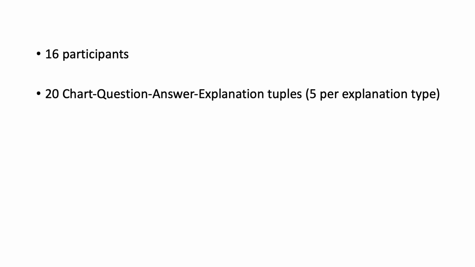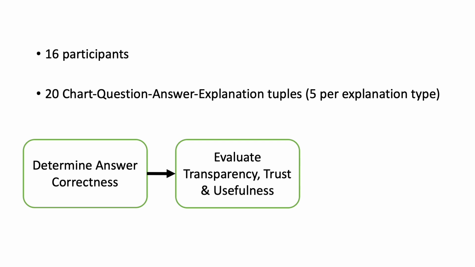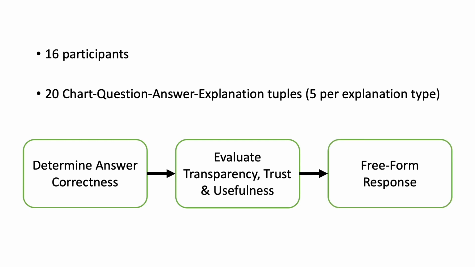For the study, we recruited 16 participants. Each of the participants were shown 20 chart question-answer explanation tuples, 5 per explanation type. We first had the participants perform the task of determining the correctness of the answers. Then we asked them to evaluate the transparency of and the trust towards the system and the usefulness of the explanations on a 5-point Likert scale. Finally, we collected free-form responses about transparency, trust, and usefulness, as well as any other comments they had to share.